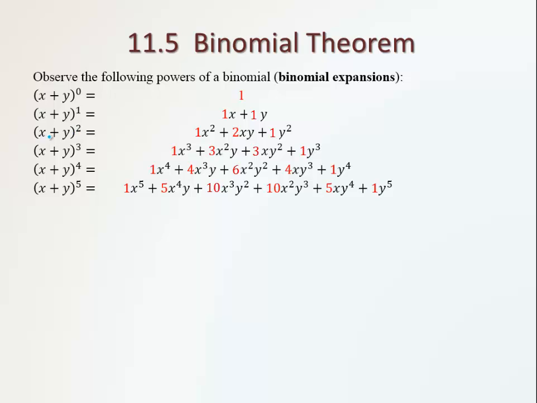If we square the binomial, we end up with 1x squared plus 2xy plus 1y squared. So the coefficients are 1, 2, 1. And the following third degree power, if we unfold this, it turns out to be 1x cubed, 3x squared y, 3xy squared, and 1y cubed. So observe the coefficients are 1, 3, 3, 1.